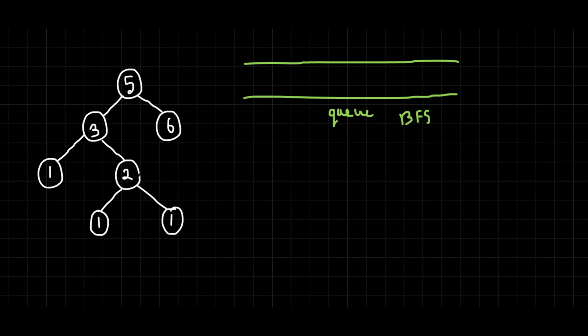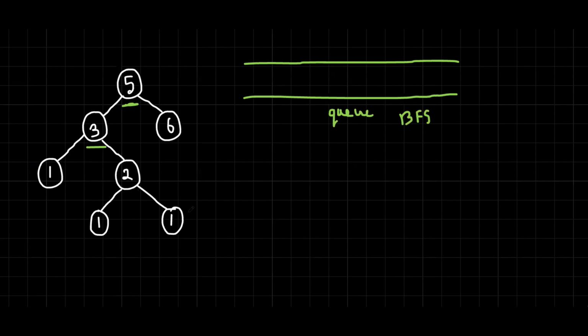In this problem, we have taken this example. Here the root is 5, which has two children, 3 and 6. 3 has two children, 1 and 2. And 2 also has two children, 1 and 1.